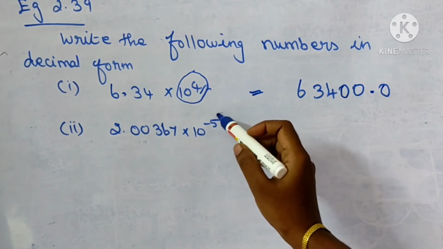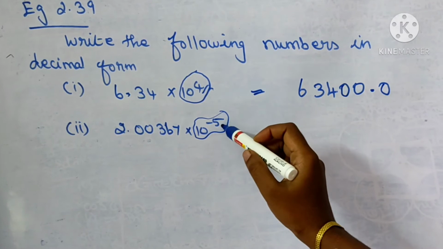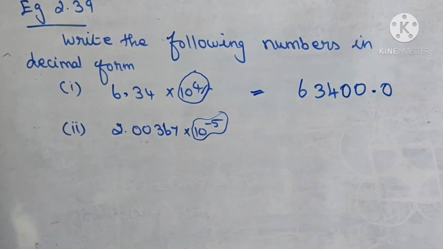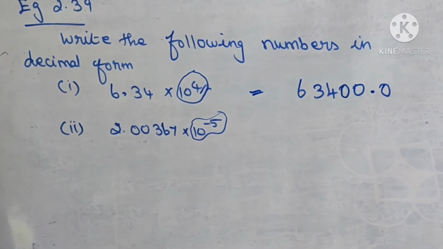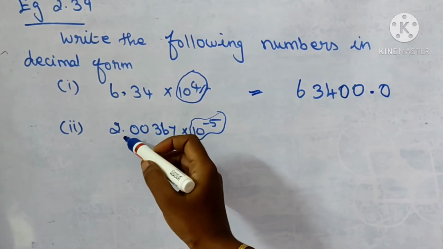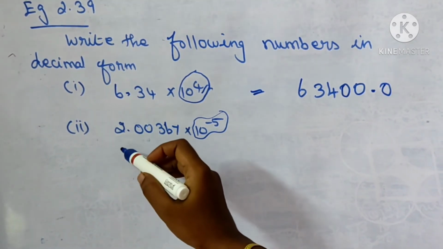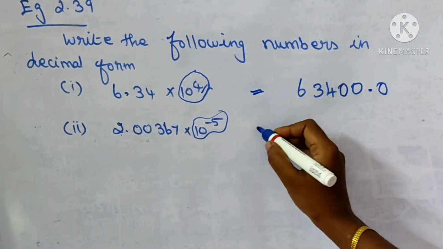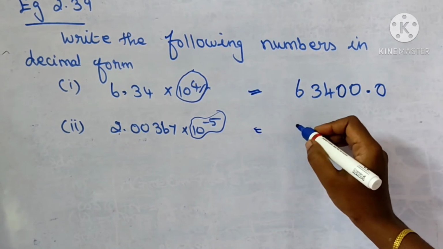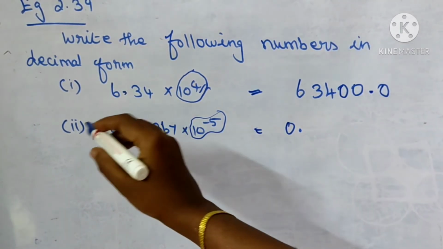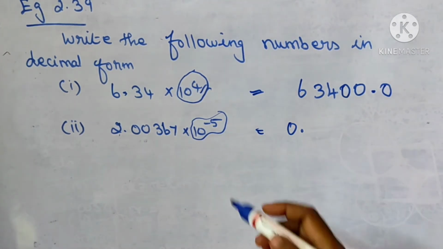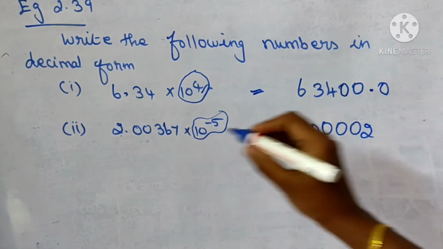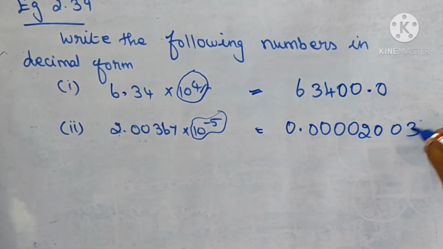The next question is 2.00367 into 10 power minus 5. See the power of 10. The power of 10 is negative. So if the power of 10 is negative, do you move the decimal point right or left? Left side. So 5 digits before, you take the point. Already 1 digit is there, so the remaining digits you write 0. So 0 point 0 0 0 0 2, and the remaining digits 0 0 3 6 7.